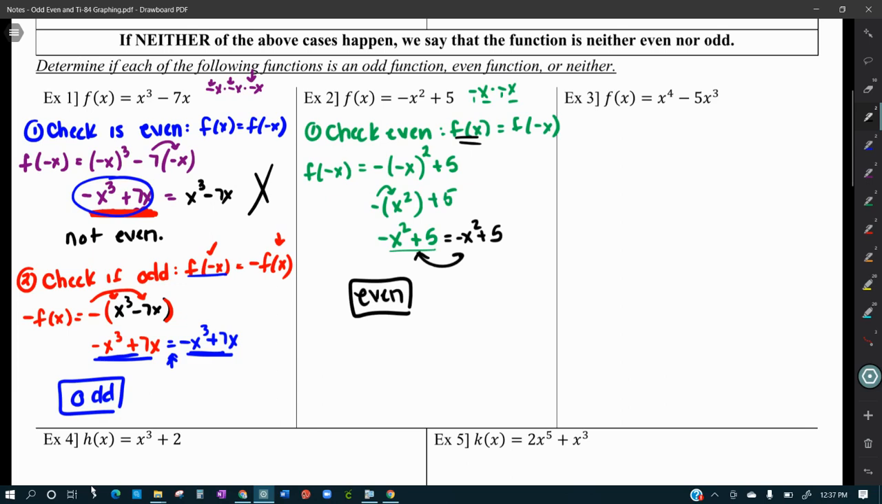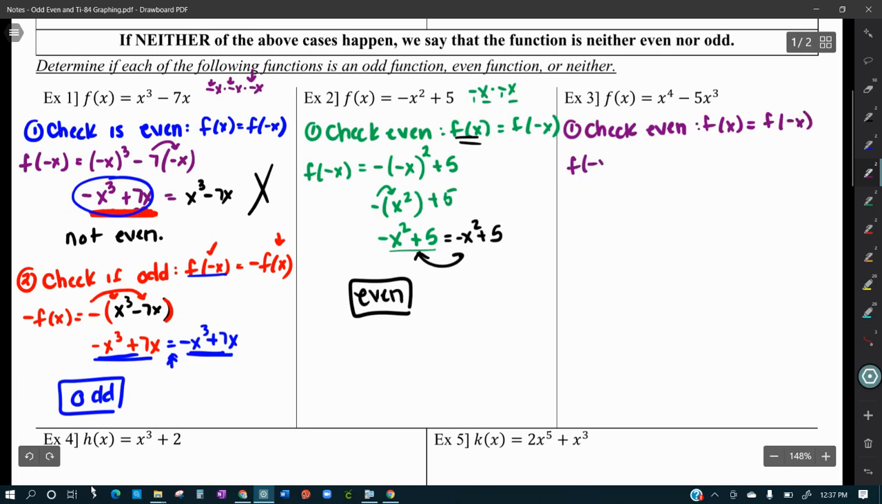Now let's look at example 3. f of x equals x to the fourth minus 5x to the third. So again, we're going to start off by checking if it's even. And we do that by seeing if the original function is the same as replacing x with a negative x. So let's see, f of negative x will be x to the fourth, but x is now a negative x to the fourth, minus 5 times x to the third is a negative x to the third.